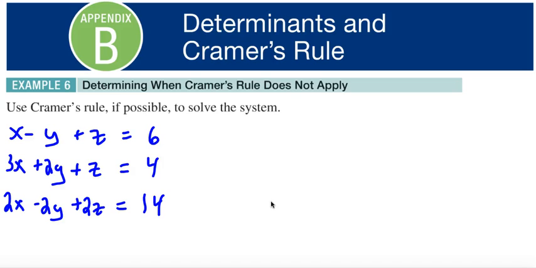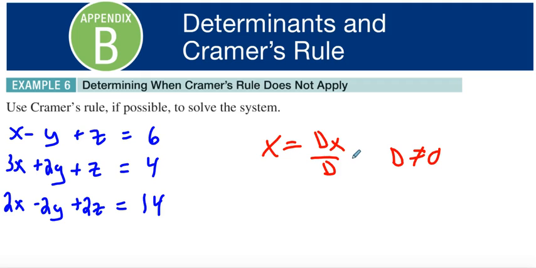All right, in this last example in Appendix B, we're going to determine if we can actually solve this using Cramer's rule. The example subtitle is determining when Cramer's rule does not apply. The only way you can't use Cramer's rule is if D was 0, right? Because if I tried to solve for x, and I did D of x over D, the only thing that cannot be possible is D equal to 0.